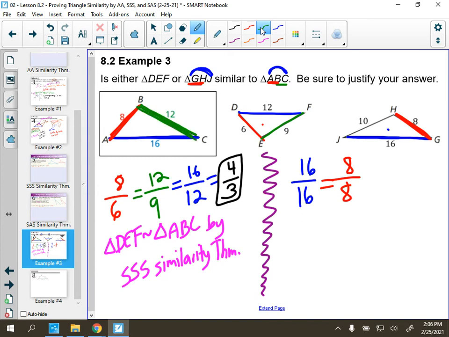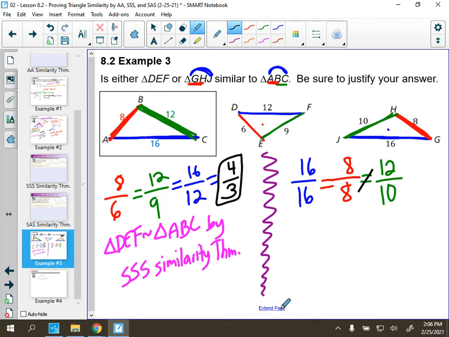BC. So BC is 12, and everyone's screaming at the computer right now. Clearly, BC needs to partner with HJ, which is 10, and we lose that 1-to-1 ratio. So this is the one that, no good. These would not be similar. So let's say it just like before.